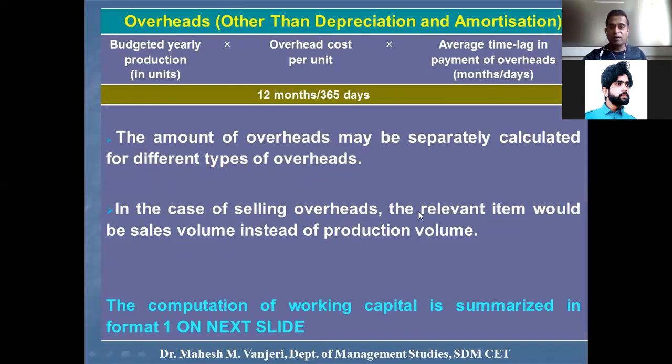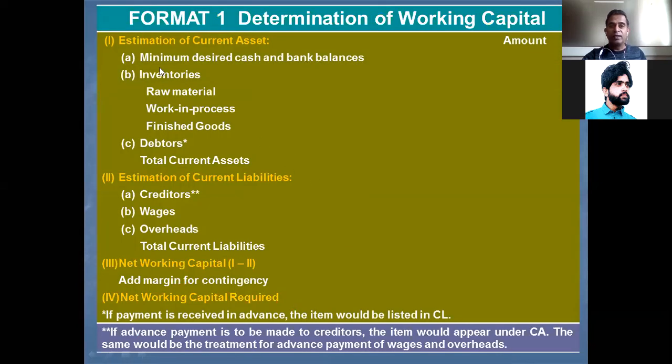In case of selling overheads, the relevant item would be sales volume instead of production volume. So in this way, the current assets are estimated. Then there are total current assets.